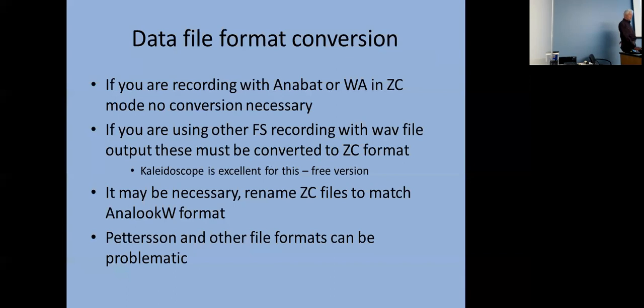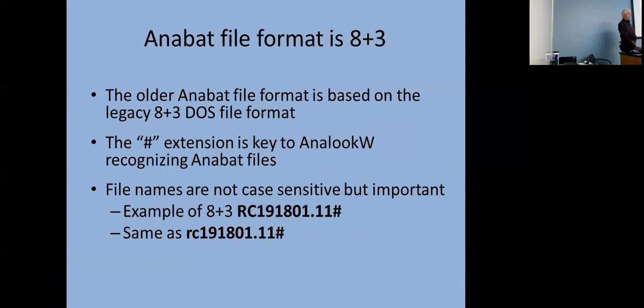It may be necessary to rename your zero crossing files to match the Analook format. Pedersen full spectrum recorders from Europe and some other file formats may be problematical by the way they name the files. The Anabat file format is based on legacy, the old DOS-based file format where you had 8 letters, numbers, or whatever, plus a dot and then a three letter or digit extension. For Anabat files, the last part of the extension is that #, and that automatically identifies all the bat call files, so Analook will read them. It's not case sensitive, so in this example, the RC19 there is exactly the same as the lowercase. It reads them both the same. So they're not case sensitive, but the file name is important.